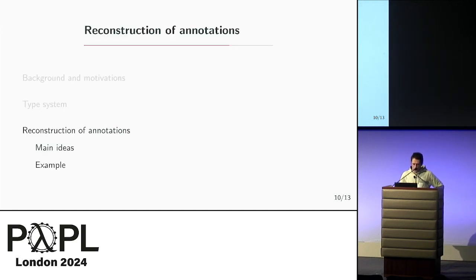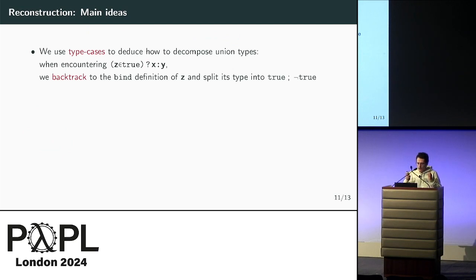Okay, so I'm just going to cover the main ideas. So we have to infer the type decomposition to apply when we apply the union elimination rule. And for that, we will look at type cases. When we encounter the type case z in true, then x else y, what we're going to do is to backtrack to the definition of z and to split its type into true and not true.